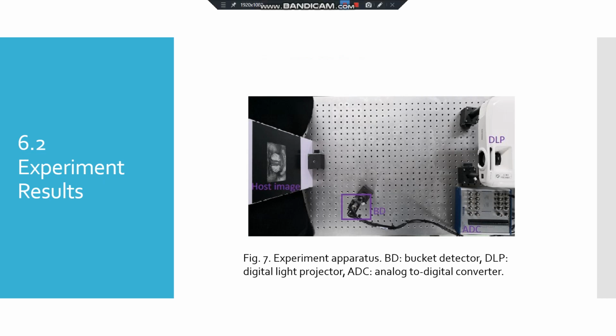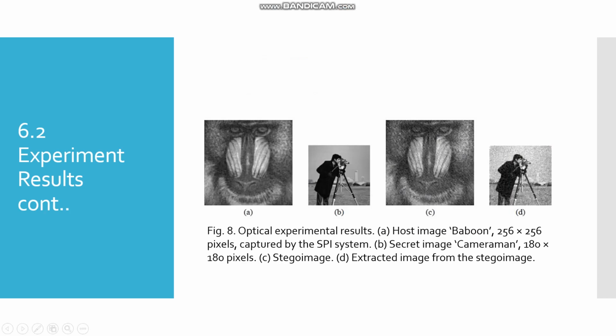What happens is the DLP, which is the digital light projector, superimposes the modulated wave pattern on the host image, which is then detected by the bucket detector in an analog pattern, and the stego image is formed. This stego image is passed to the ADC, which is the analog to digital converter, and then it is converted back into the extracted image and the host image separately, and the quality is affected as well here. So this is the real life experiment.